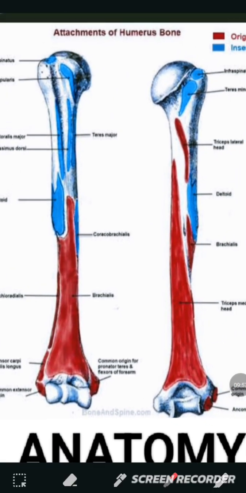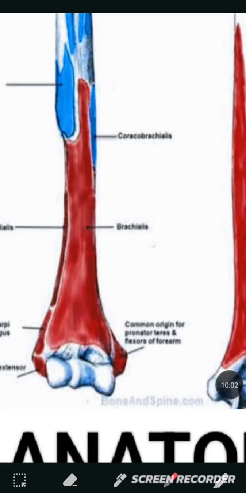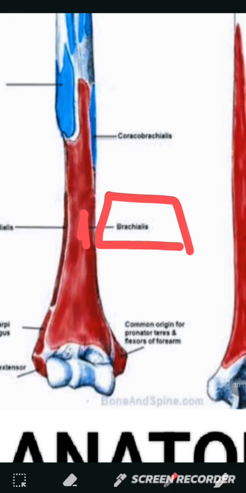Now we will move towards the origins. We have three origins which are attached to the surfaces. These red colors show the origins. The first one is attached to the anterior surface, that is brachialis. This is brachialis, it is attached to the anterior surface.